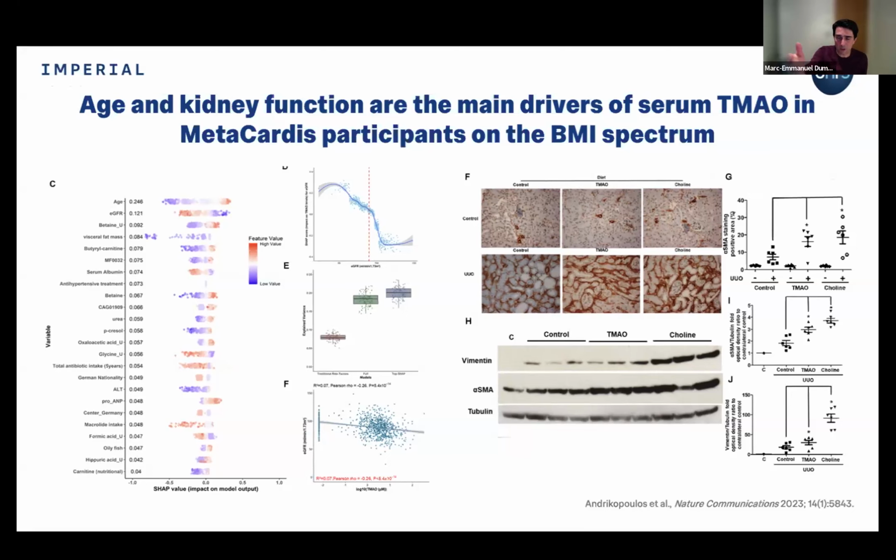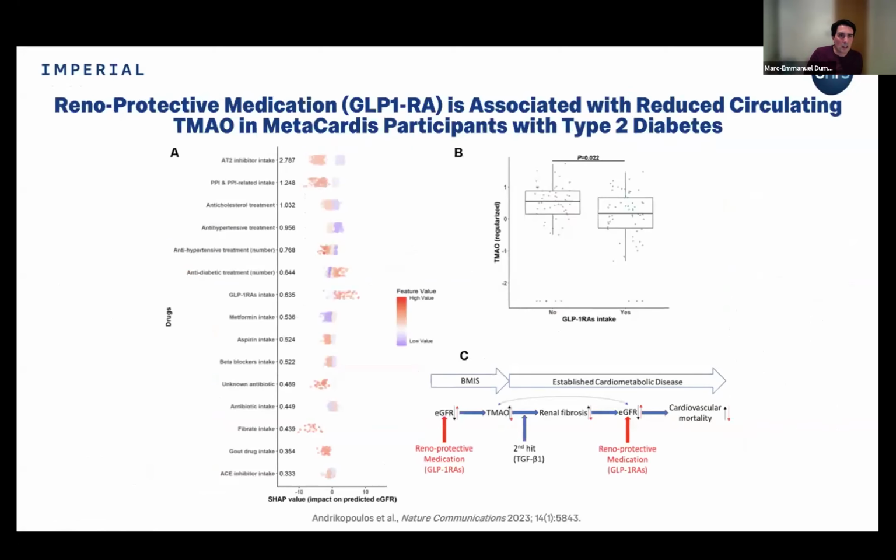And what Petros did as well, in mouse models based on these results, is look into how TMAO and choline administered to mice behave when you make a ligature of one kidney and leave the other kidney unaffected. So in terms of statistics, you have paired statistics: you've got two kidneys, one is the control and the other one is the affected one. And you can see that when you add TMAO, you have an increase in alpha SMA and markers of fibrosis in the kidneys of these mice.